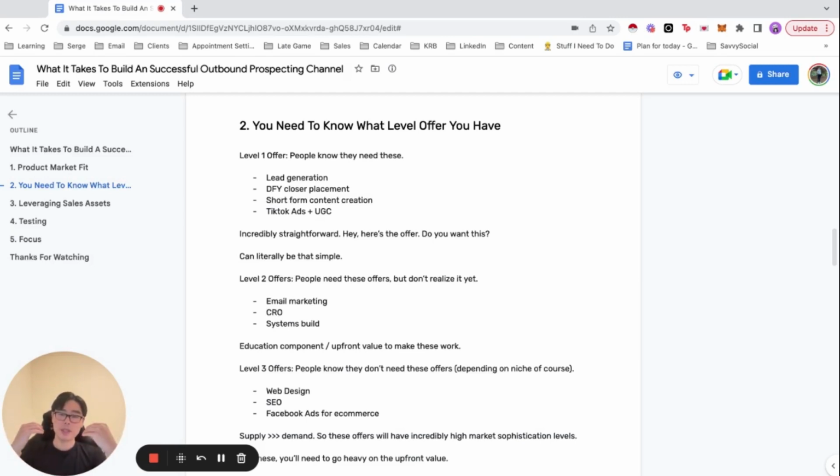So again, these types of offers, they're incredibly straightforward. You can literally just be as simple as, hey, here's the offer. Do you want this? Hey, do you need more leads? Do you need closers? Do you need more closers? It can literally be that simple. Now, with a level 2 offer, people typically, they need these offers, but they don't yet realize that they need it. And I'll explain. So let's take, for instance, a systems build offer.